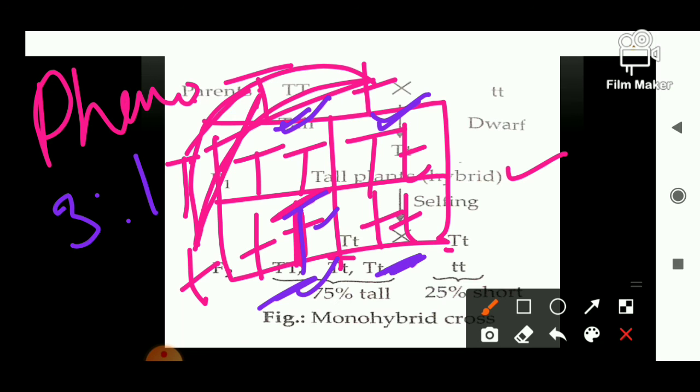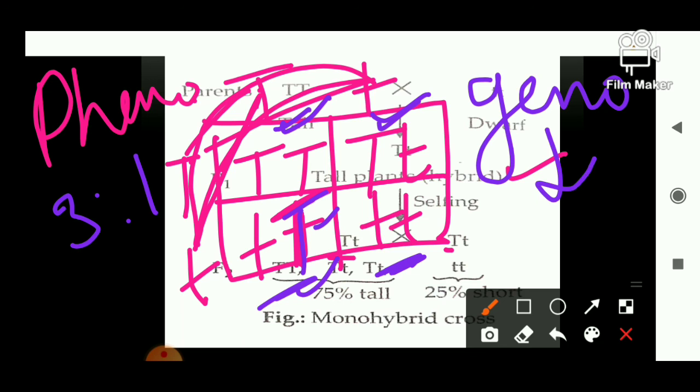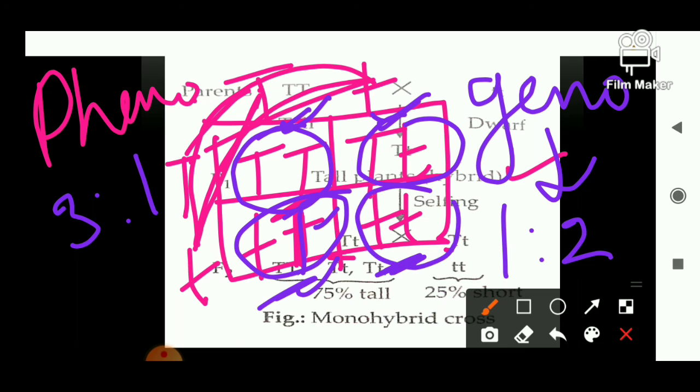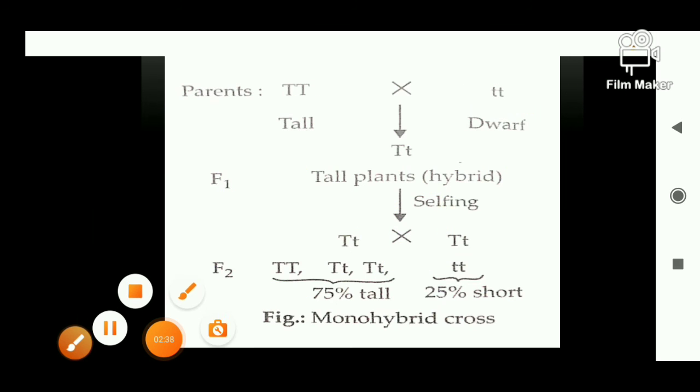And now genotype means on the basis of the genes. If we are seeing on the basis of the genes, then see genotype, है ना. Now see the genotype condition: first pure tall, two hybrids, these two are hybrid, and the last one is pure dwarf. The ratio will be 1:2:1, right. Phenotypic ratio 3:1, 3 tall, 1 dwarf, and genotypic ratio 1 tall, 2 hybrid, and 1 dwarf. Okay, then this was the monohybrid cross.